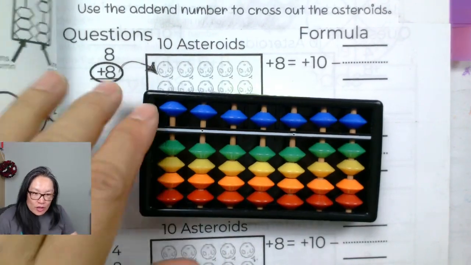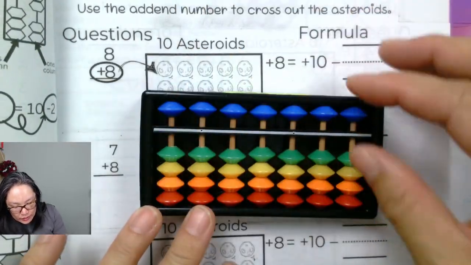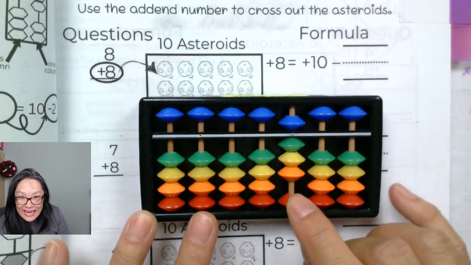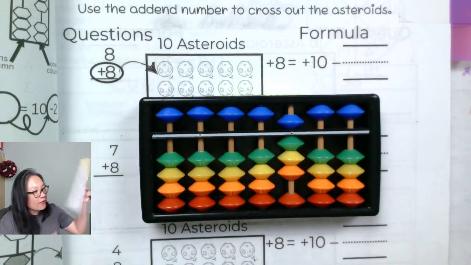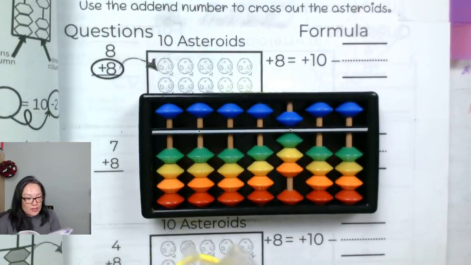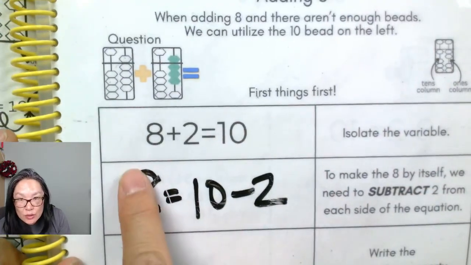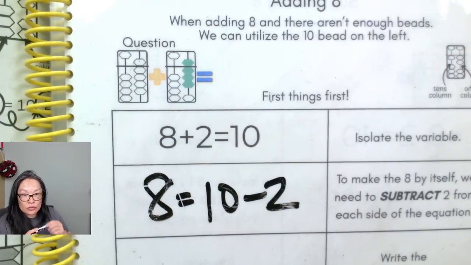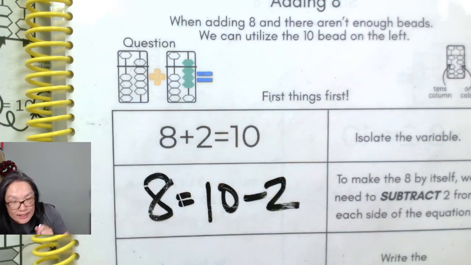So, thank you, Carter. What we're going to do is use the abacus. Why? Because I need to show you that we don't have any more beads to add the 8. If we don't have enough beads to add the 8, we use this concept: plus 8 is plus 10 minus 2. We need modification. When we modify, we're isolating the 8.